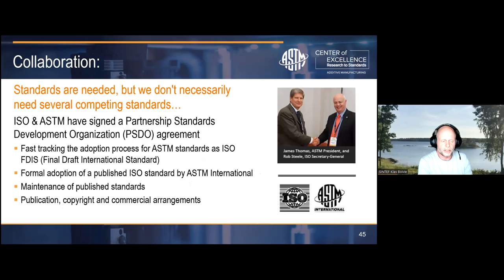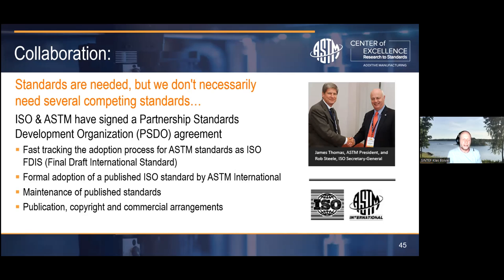Since many of the members of the ISO group were also members of ASTM, we insisted that it's not a good idea to have competing standards. So ISO and ASTM signed a partnership standards development organization agreement, PSDO. It means that you can fast track the adoption process for ASTM standards to ISO standards, to actually propose an ASTM standard as a final draft for an ISO standard. You can adopt ISO standards as ASTM standards. There is joint maintenance of published standards, and also joint publication and copyrights and all the commercial agreements. This means that ISO and ASTM standards are joint and they are recognized in both organizations.